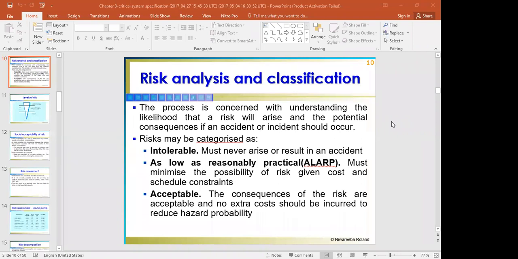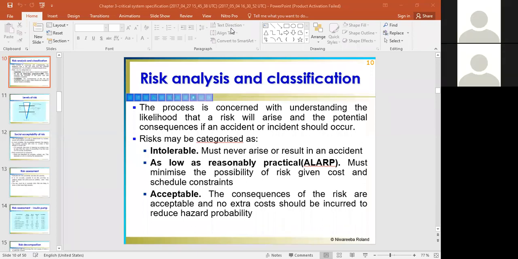Now we're talking about death. Then for the next category, as low as reasonably practical. So these risks have less serious consequences when you compare them to intolerable, or they are serious but have a very low probability of occurrence. In this case, the system should be designed so that the probability of an accident arising because of a hazard is minimized, subject to other considerations such as cost and delivery.